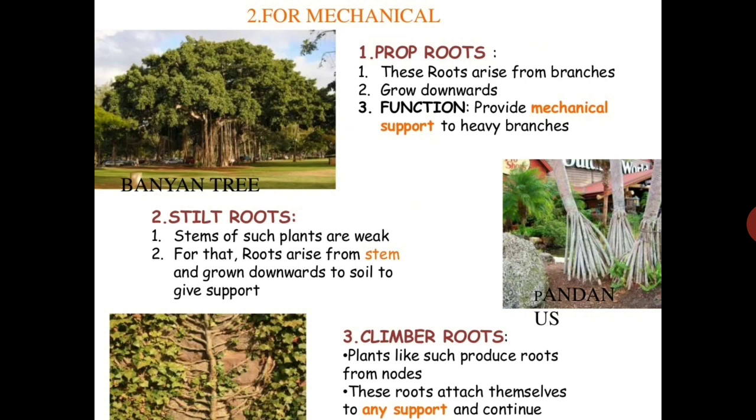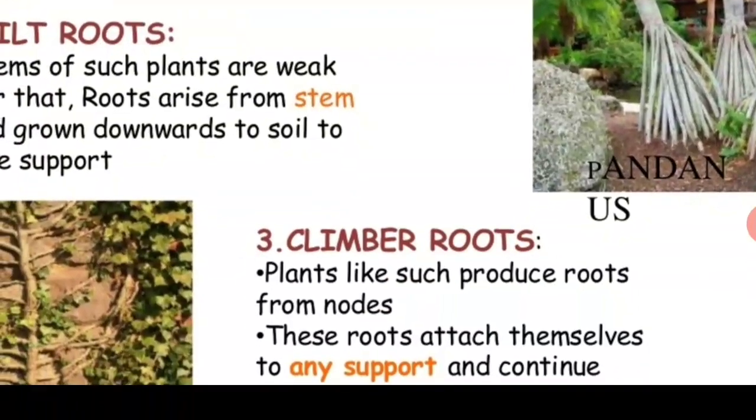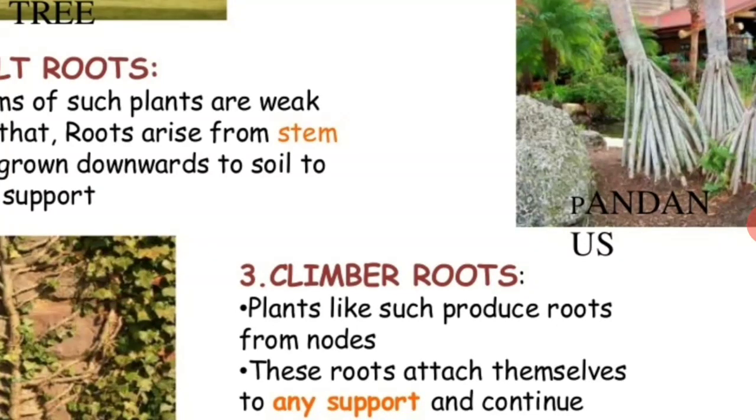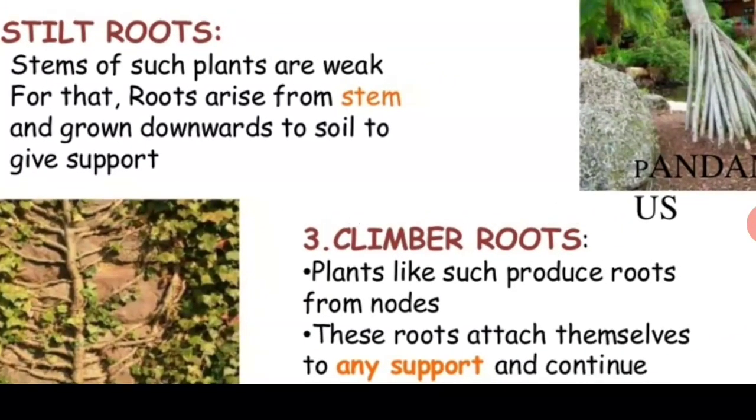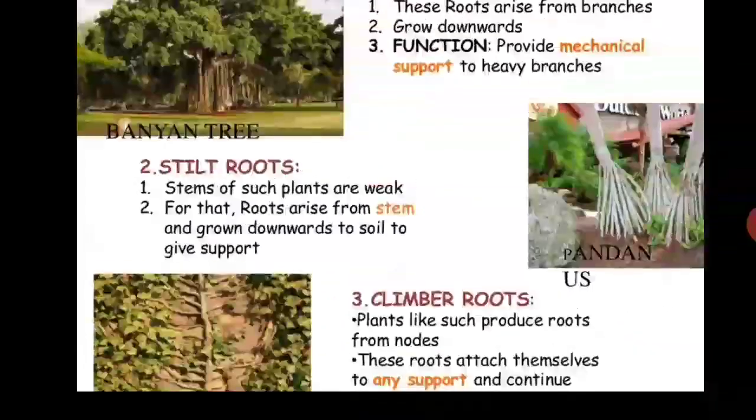Stilt root, in this picture you can see the stilt root. The stems of such plants are weak. For that, roots arise from the stem and grow downward into the soil to give support. Stilt roots are found in maize and sugarcane plants, and sometimes climbing roots are also there. Plants like this produce roots from the nodes. The nodes are there and the nodes are responsible for developing these roots. These roots attach themselves to any support with the help of the climbing roots, as the plant is very weak.